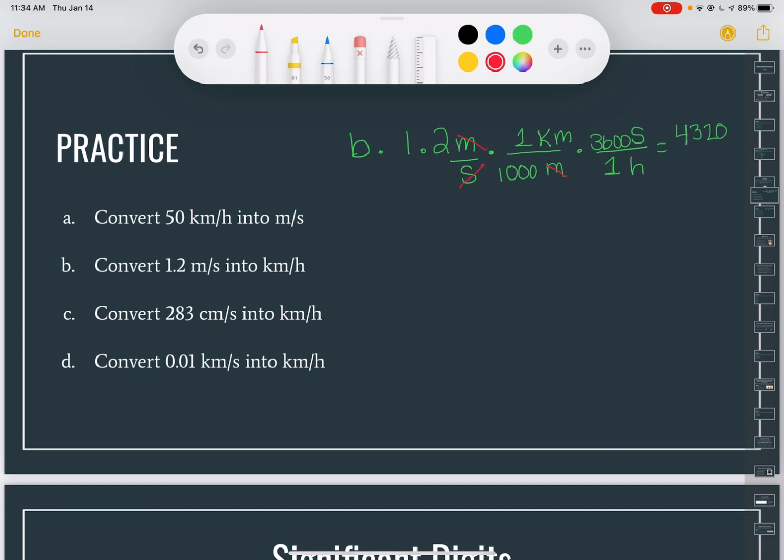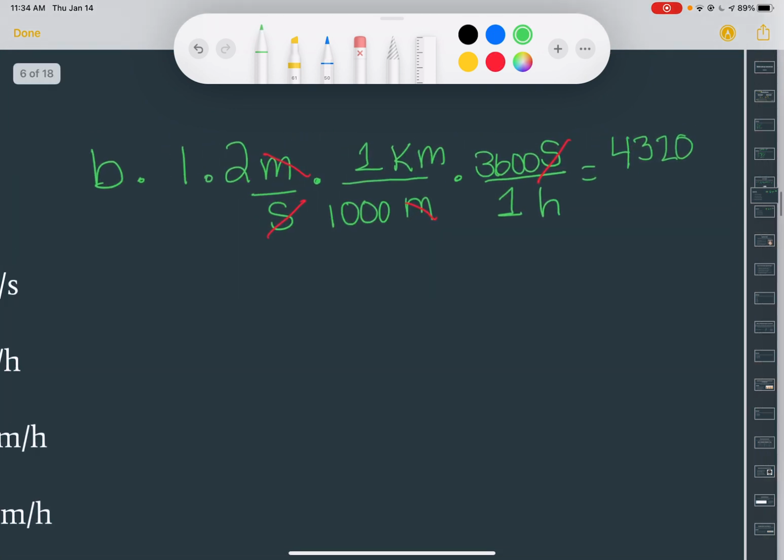Sorry, I didn't cross out the seconds. What we're left with there is kilometers, which is important. And then our hours should be on the bottom, and then it's just 1,000 times 1, which is 1,000. So our answer here, if we divide those two, will give us 4.32 kilometers per hour.